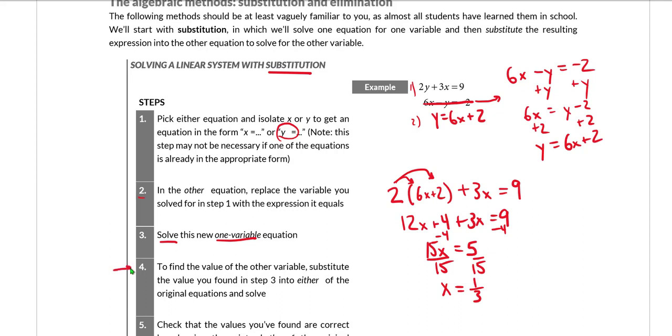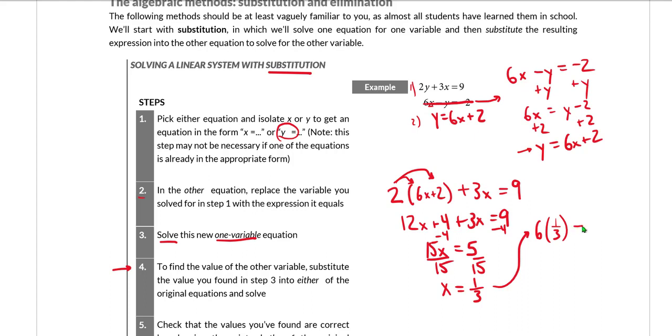In step 4, what it says is I can find the value of the other variable, in this case the y, by substituting the 1/3 into one of the two equations. Probably the easier equation to use would be the second equation up there, 6x minus y equals -2. I'm not going to use this rearranged form here. I want to go back to the original equation. So this is step 4, where I am substituting the value I just found for x in the second equation.